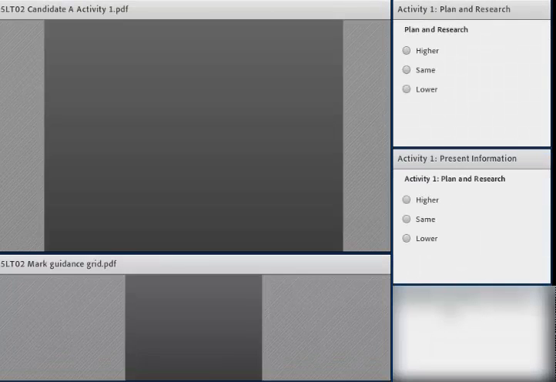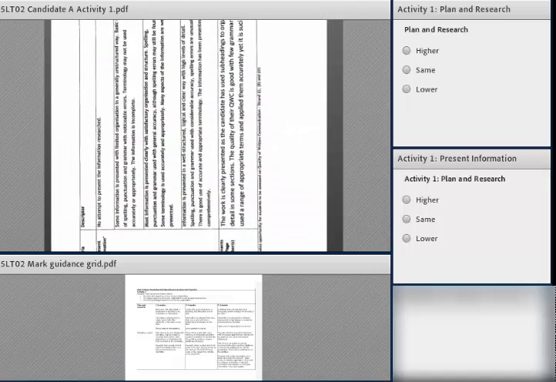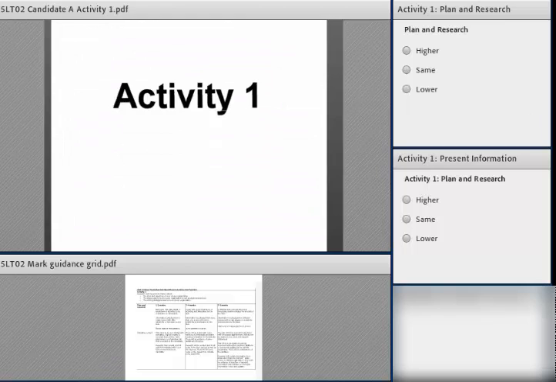And we'll go through, we've got different polls at different times, okay? So we're going to look at activity 1 first, which is the plan and research, and then the present information. Just ignore this activity 1, plan and research. It's present information at the top there. You can see that this candidate was awarded by the centre 4 marks for planning and 4 marks for the presenting information.